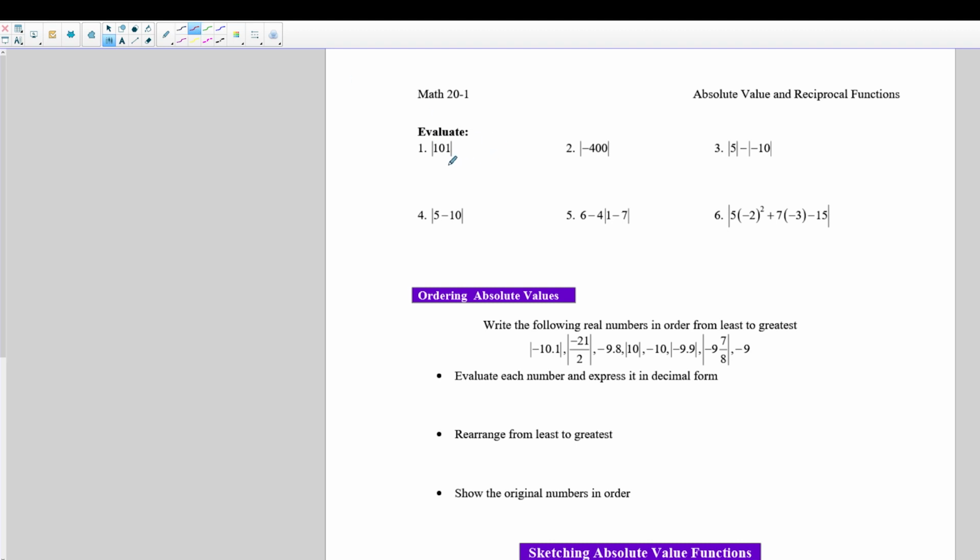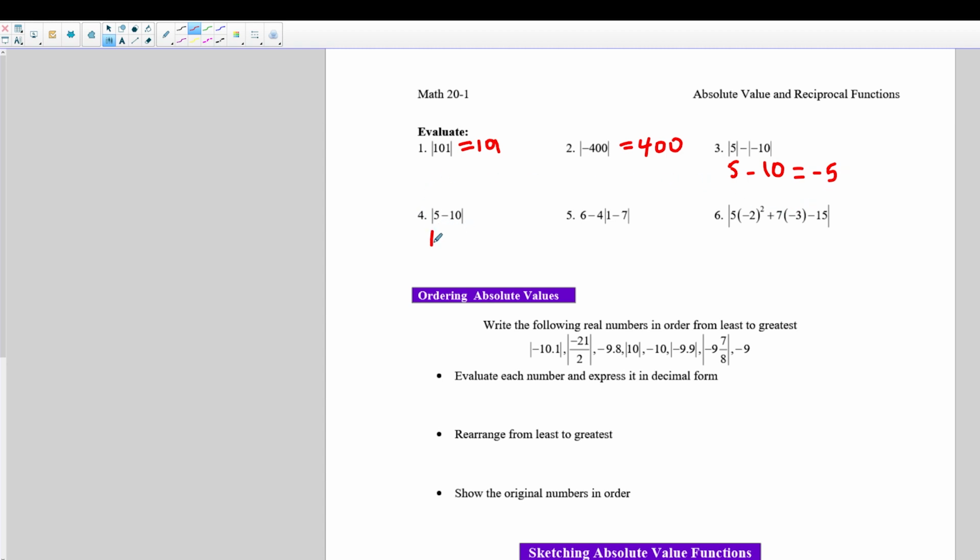Some of them are pretty straightforward, but we'll work through them anyways. So the absolute value of 101 is just equal to 101, pretty straightforward. The absolute value of -400 is just 400. Here we are starting to have some more complex absolute values. So the absolute value of 5 is just 5, and we're going to subtract the absolute value of -10. The absolute value of -10 is just 10. So 5 minus 10 gives you -5.